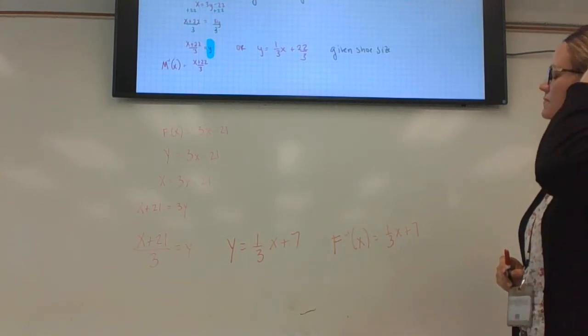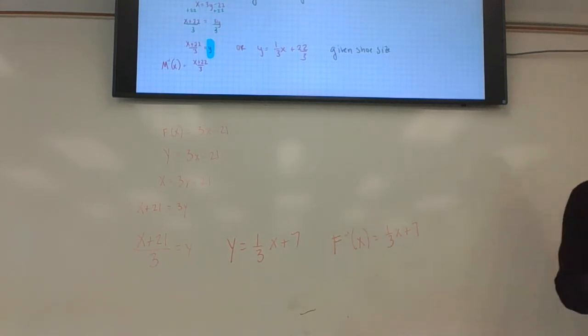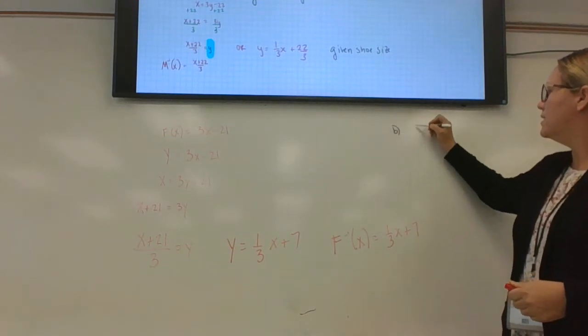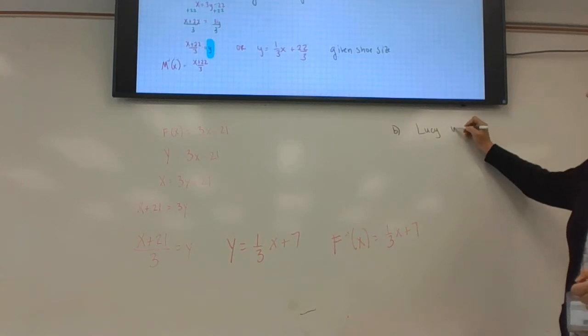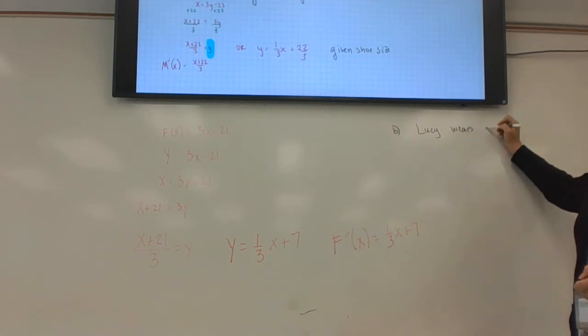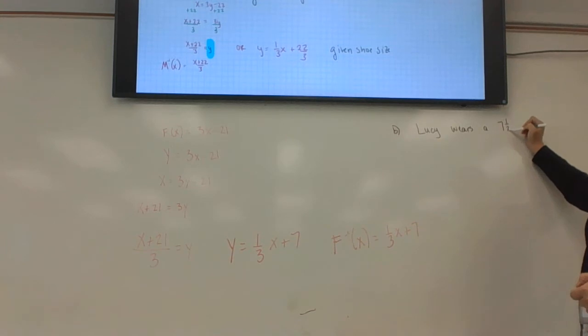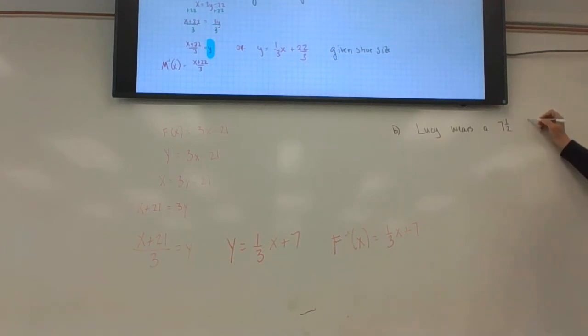You had to do the male part too? Yeah, it said find the inverse of each. That means do both. So that's letter A. Letter B says Lucy wears a 7.5. How long is her foot?